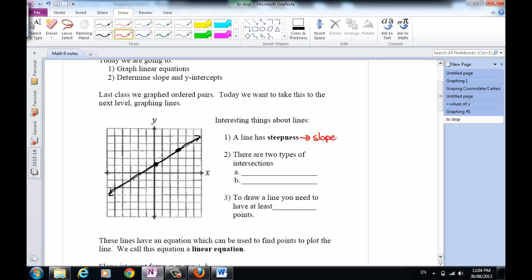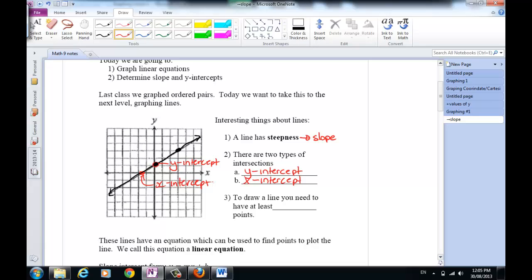There are two different types of intersections that we have on our graph. We have what we call the y-intercept. And the y-intercept is where our line crosses the y-axis. So right here, this would be considered as the y-intercept. Okay. We also have what we call an x-intercept. And this is just where the graph goes through the x-axis. So where the line goes through the x-axis. And this is called the x-intercept.